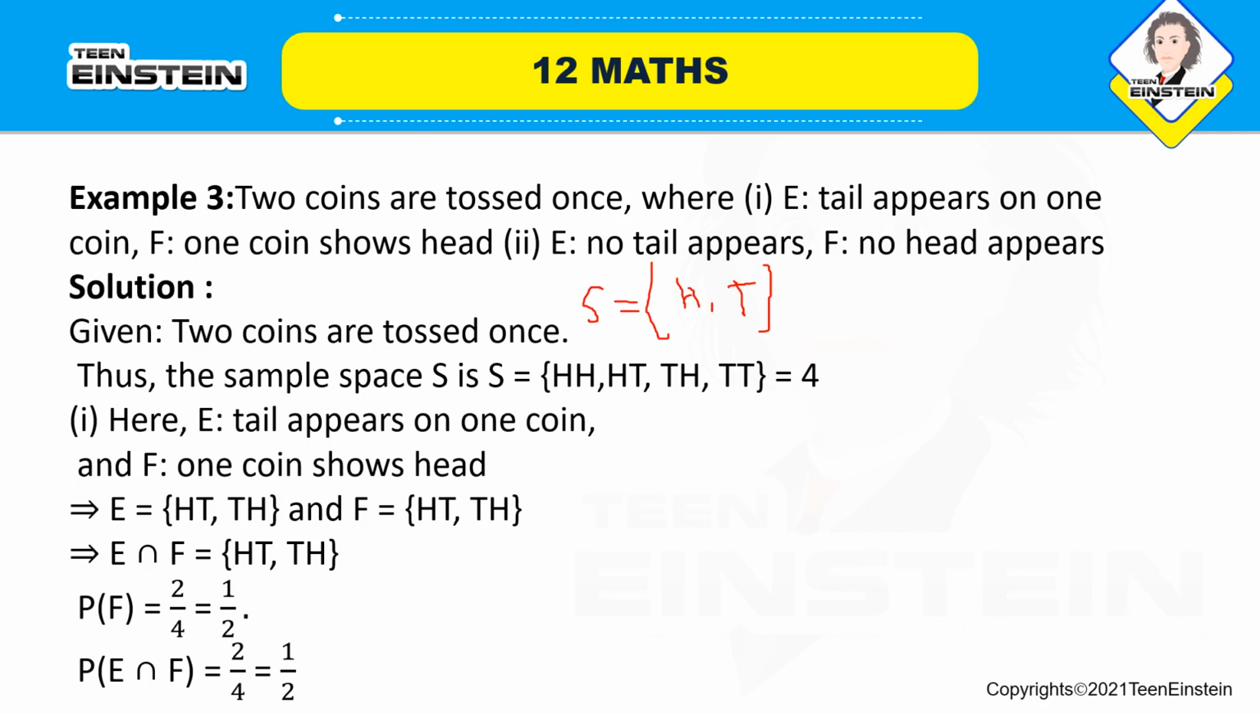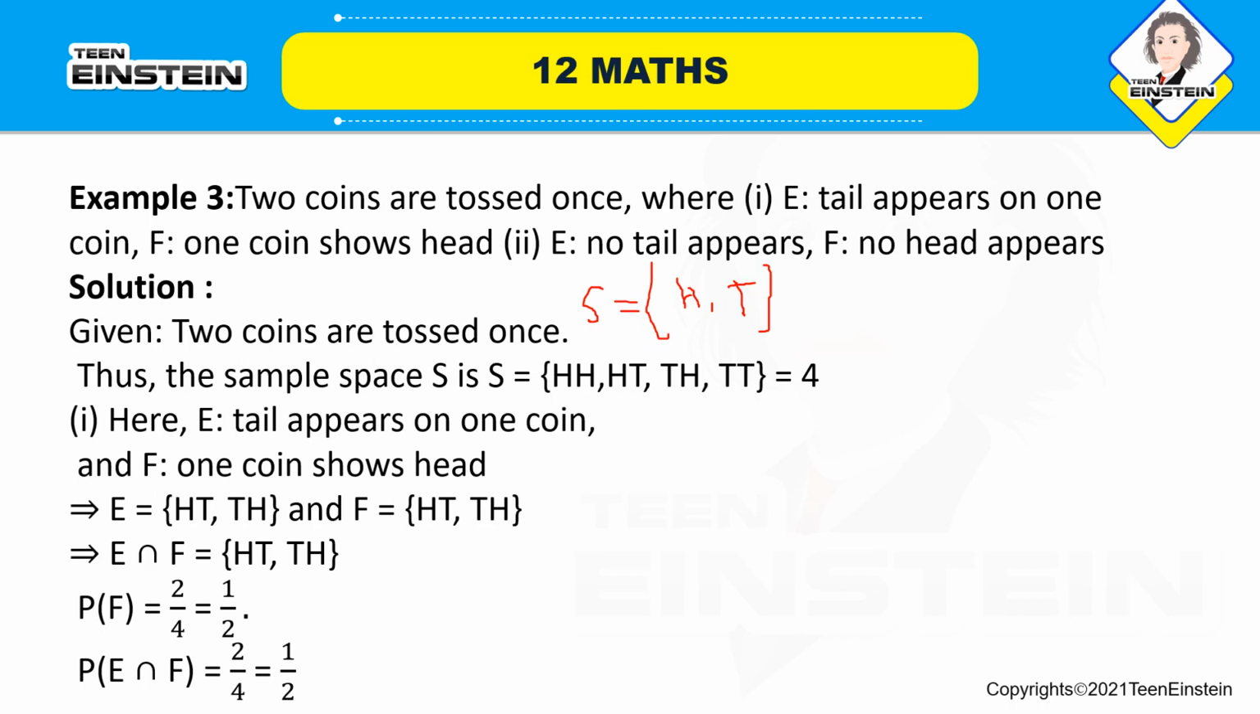Suppose a coin is tossed two times, but not like that. Here, two coins are tossed once. Here we are not tossing a coin two times. Two coins are tossed once. Okay, there are two coins tossed one time.